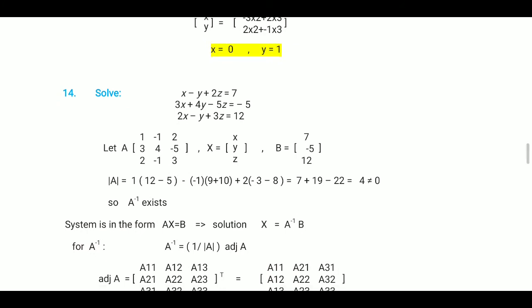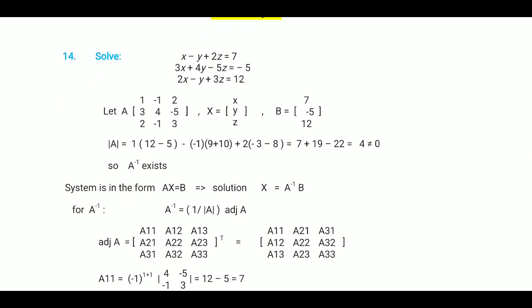Now I am taking a question containing 3 unknowns x, y and z. First we write the coefficient matrix, that is matrix A, which is the coefficient matrix. So the coefficients of x are 1, 1, 3 and 2, the coefficients of y are -1, 4, -1, and the coefficients of z are 2, -5, 3.